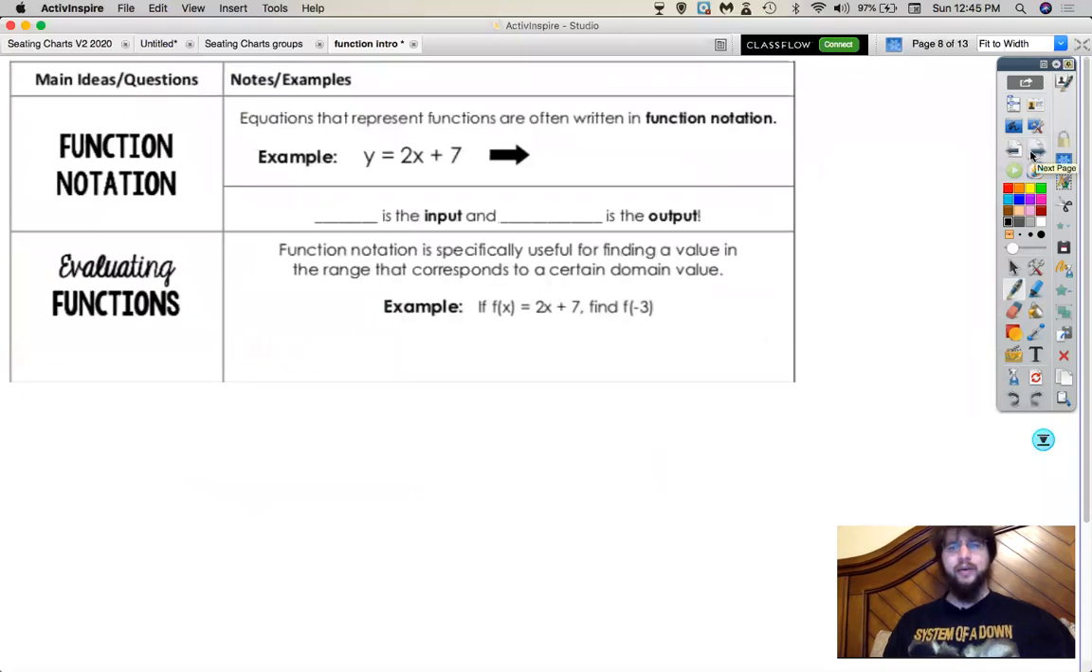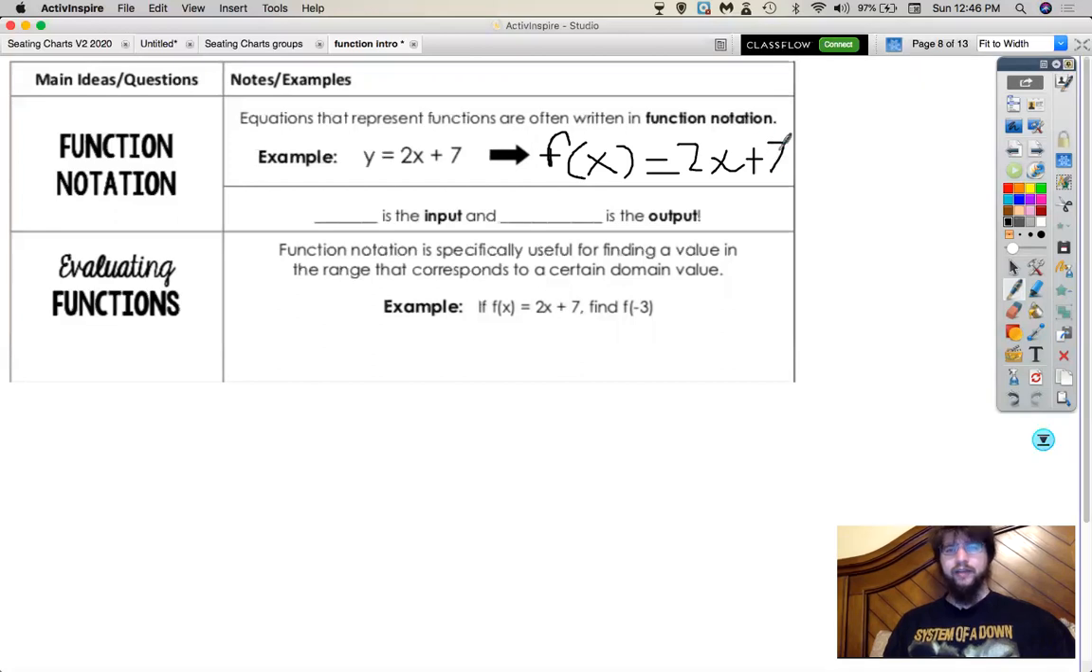Let's talk about evaluating and function notation. So y equals 2x plus 7. Sure, why not? But more commonly, we're going to use function notation. We talked about this last year. We talked about the year before. You should be familiar with function notation.